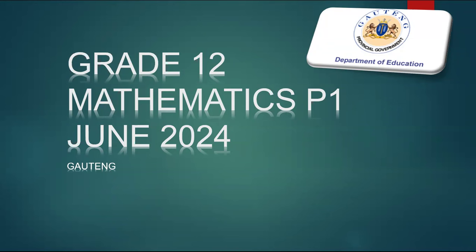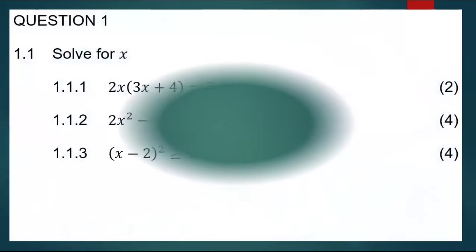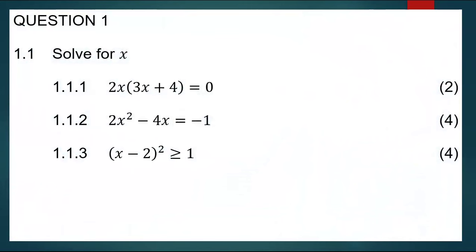Let's do paper one. It was the junior exam for Gauteng 2024. I'll start with question one. We all know what question one is all about, right? And in question one, we need to solve for x.